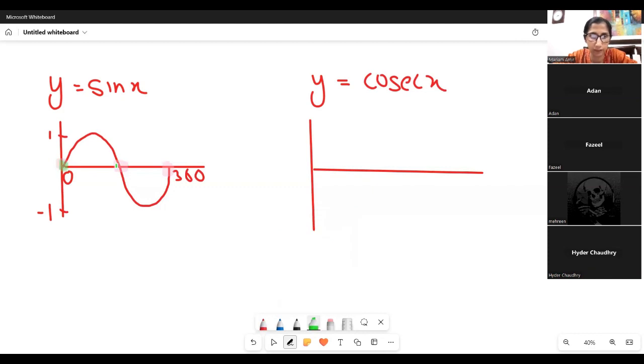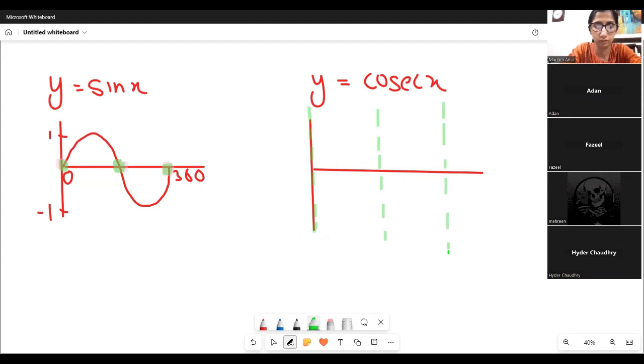At 0, at 180, and at 360 we're going to draw asymptotes. And how do you represent an asymptote? You make dotted lines, dotted vertical lines. So there's an asymptote at 0, there's an asymptote at 180, and then there's an asymptote at 360.